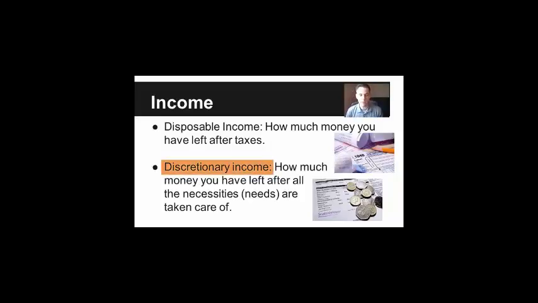Discretionary income is how much money you have left after all your necessities, your needs, are taken care of. Remember, needs are things that you would physically suffer greatly if you don't meet them, like food, shelter, water, that kind of thing. Going to the latest concert, making sure you're able to get the most recent fashion so you fit in, those are not needs. They might feel like needs, but those are wants.